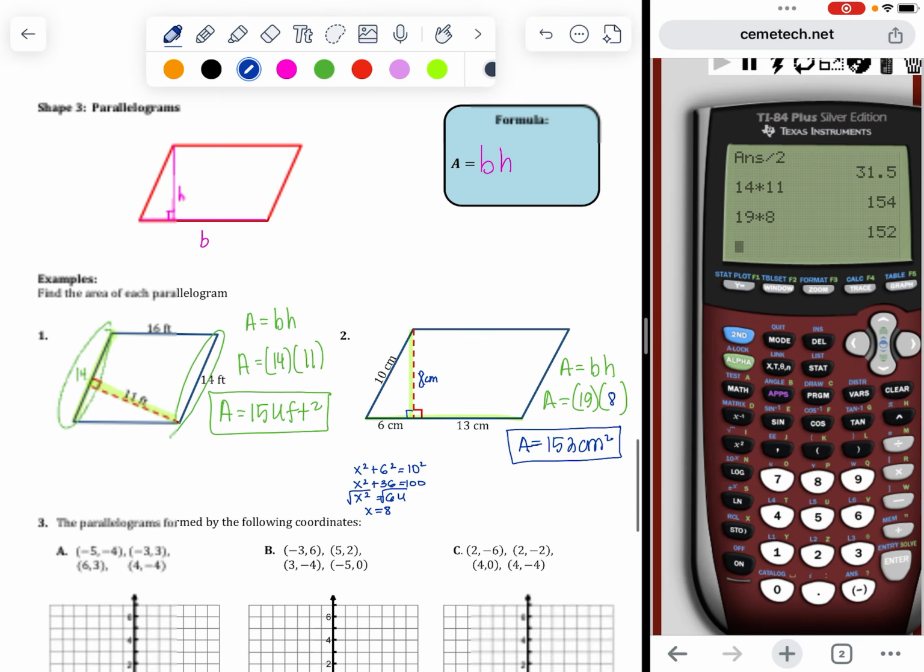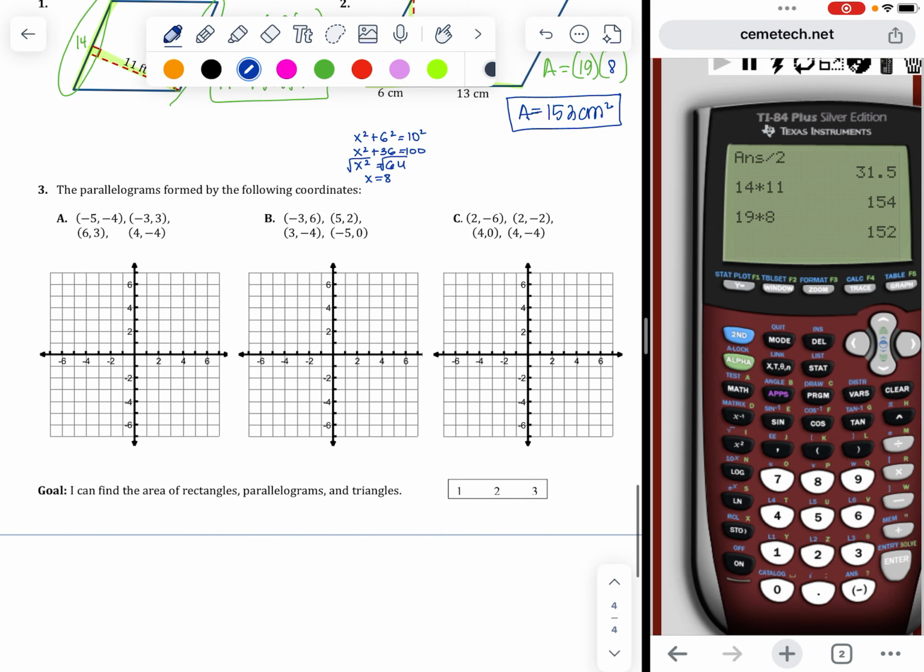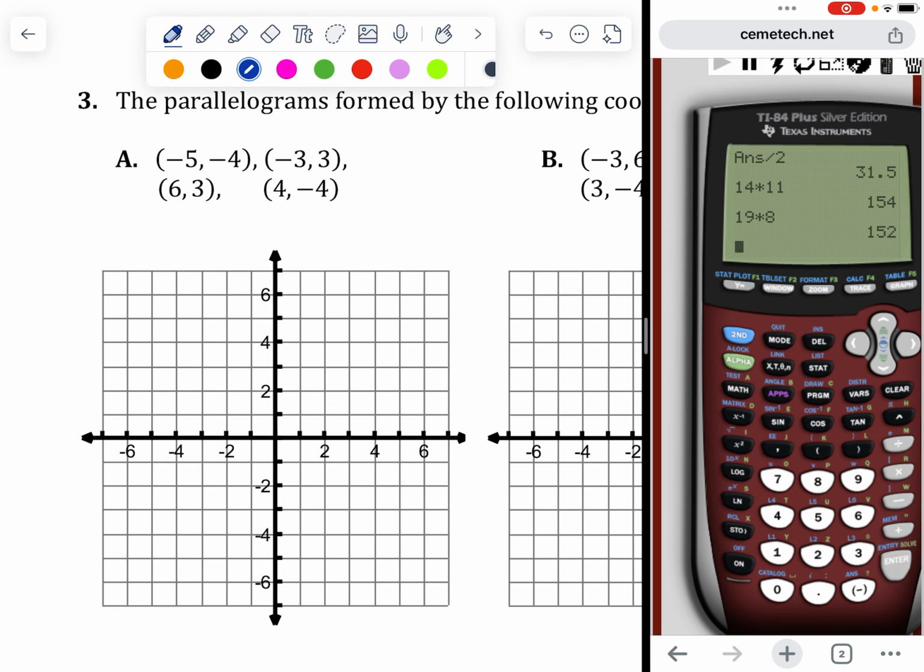All right, let's go ahead and try some parallelograms in the coordinate plane, okay? All right, here's this one right here: (-5, -4), left 5, down 4. (-3, 3), left 3, up 3. (6, 3), right 6, up 3. And (4, -4). Okay, so this is looking good.